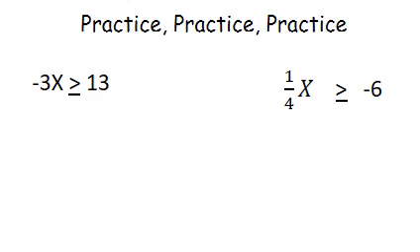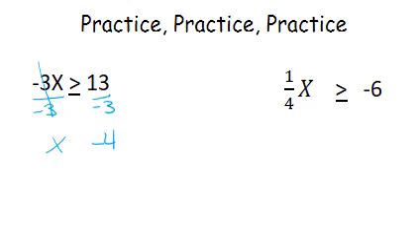Now let's look at two more examples. -3x ≥ 13. We see here that we have negative 3 times x. So we need to do the inverse operation, which is division. So we are going to divide by negative 3 on both sides. Negative 3's cancel, x comes down. And now we have 13 divided by negative 3. And we're going to get 4.3 repeating.